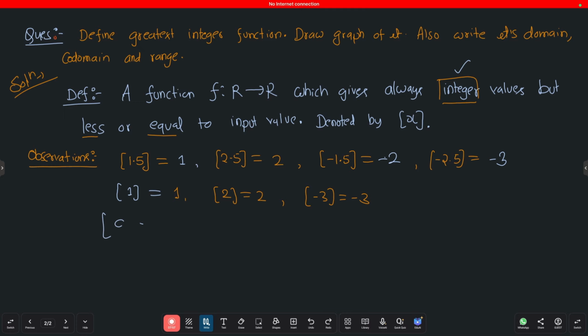Okay, this 99.99 is non-integer input. So what is the integer just before 99.9? 99. It means your answer is 99. And if I ask -99.98, then what is the integer just before -99.9? -100. So do you understand how this greatest integer will behave?